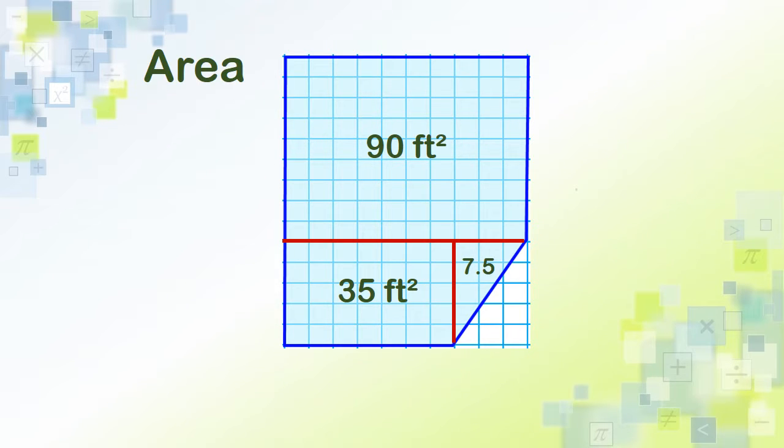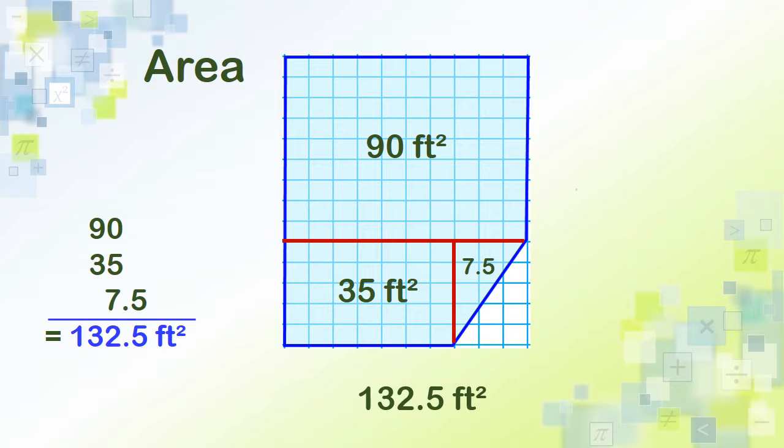Now that we have the area of all 3 of our figures, which is all of our shaded region, we can simply add them. This is called the additive method because to obtain the total area we add the areas of our individual figures. So 90 plus 35 plus 7.5 is going to give us 132.5 square feet.